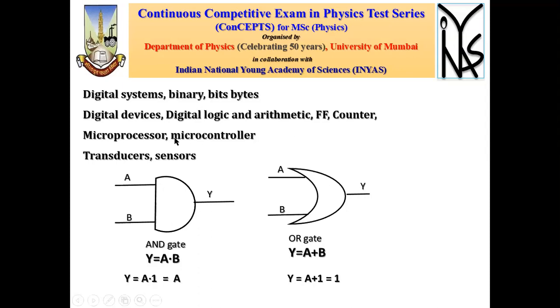Microprocessor, microcontroller, there are limited questions that I found out, but we must understand the difference between the microprocessor and microcontroller. A microprocessor is a unit which has an arithmetic logic unit, CPU and other peripherals, except the memory, meaning input, output and all these things. A microcontroller is a unit which has a microprocessor plus the memory unit. So it can have RAM, ROM inside the processor. So that is the difference.